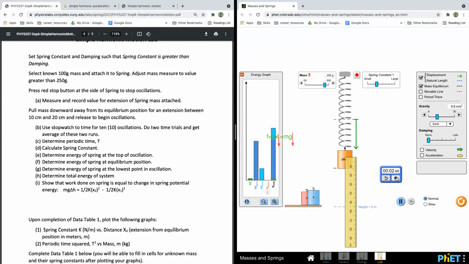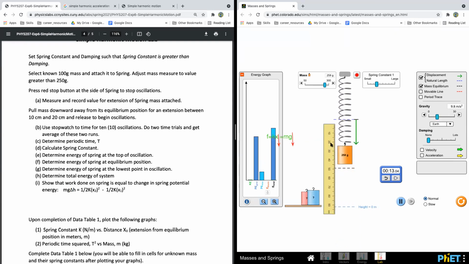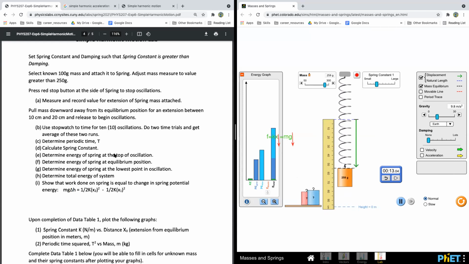1, 2, 3, 4, 5, 6, 7, 8, 9, 10. Okay, it's 13.04. So you divide it by 10 to get the periodic time. I'll calculate the spring constant. For the spring constant, we can use m, which we know, g, which we know is on Earth, and x, which we just measured. It's 54, right? And then you can calculate the k constant.